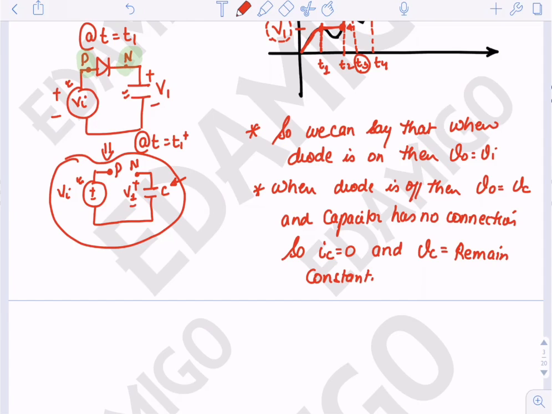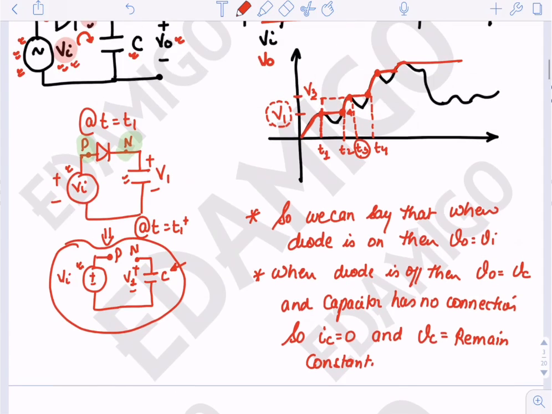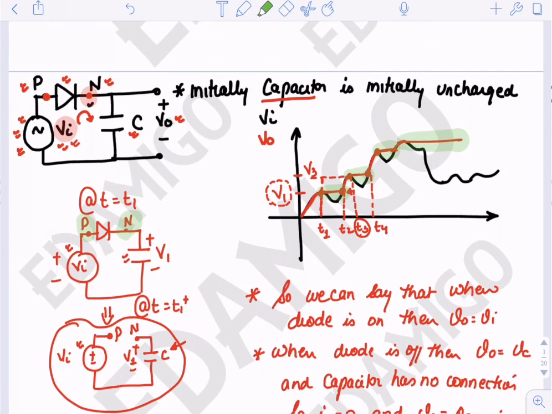Remain constant. It does not change with time, as we can see here. So here the voltage across the capacitance is constant. Here also it is constant. Here it is constant, and here it is constant. Okay. So if you have seen the previous videos on the diode circuits, I have explained this.